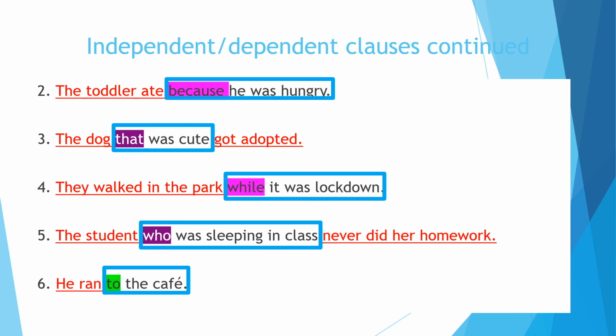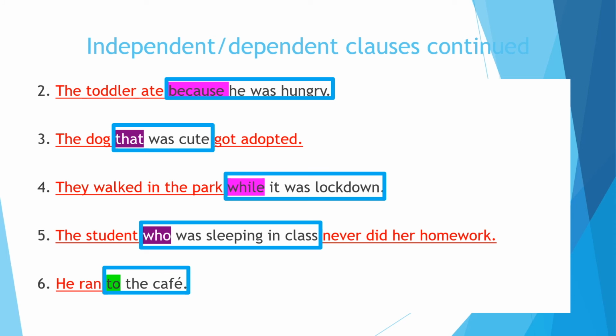Number 6, he ran to the cafe. Now, this sentence is different. There is no word that falls into the category of conjunction or relative pronoun. But let's test it out. "He ran" could be a main or independent clause. Does it have a subject? Yes, he. Is there a number? Yes, he is singular. Does it have a tense?